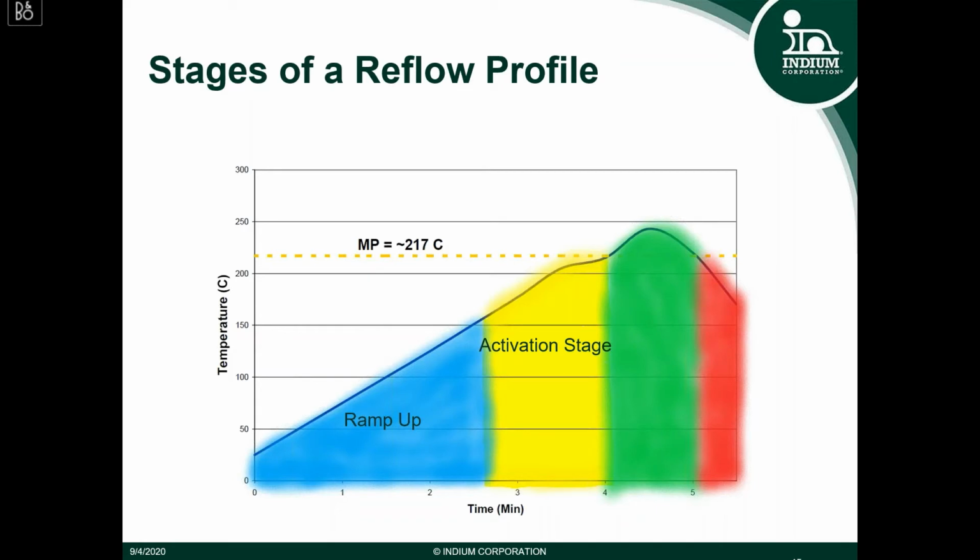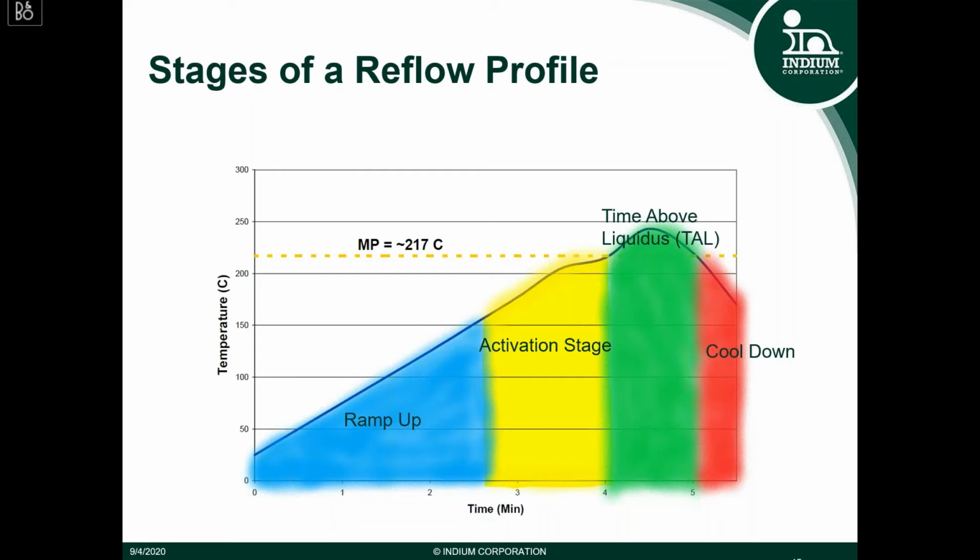The activation stage is where the activators in the flux chemistry start to remove the oxides and prepare the surfaces of the metallizations for wetting. At the time above liquidus, the solder starts to melt, wet, and form intermetallics. The cool down rate affects the microstructure of the solder joint.